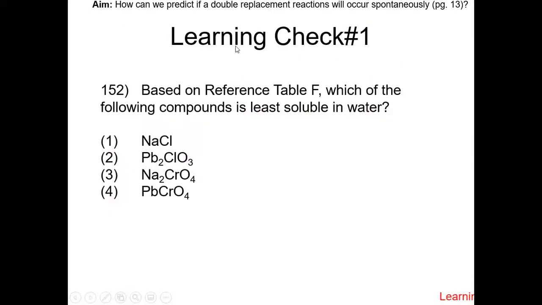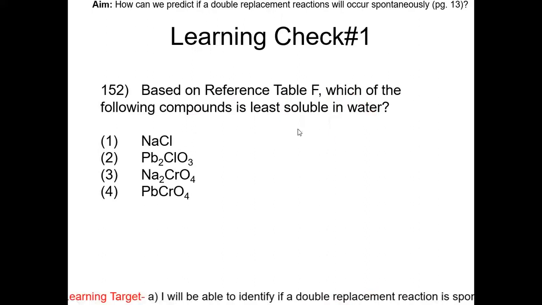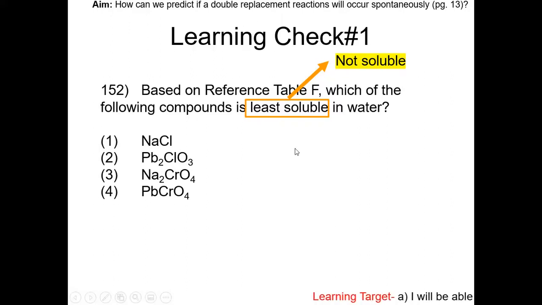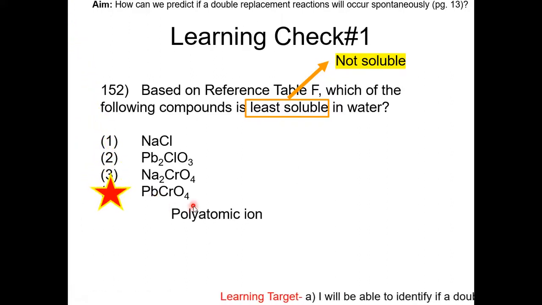So let's do a learning check. Based on Reference Table F, which of the following compounds is least soluble in water? On the Regents, if you see least soluble, it basically means not soluble at STP. So try to do this yourself, pause the video, and resume once you complete it. So here's the answer. Lead chromate is insoluble according to Table F.